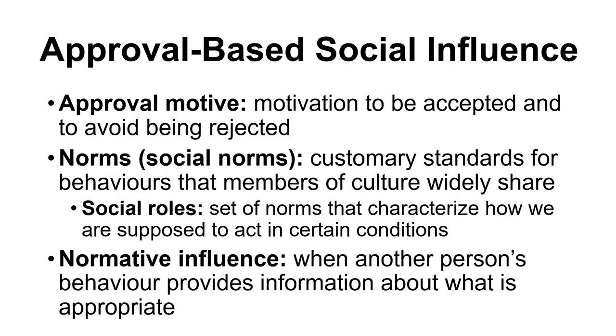Now, the last term on here is going to be normative influence. And this is something that's going to keep coming up throughout the rest of this section. But this is when somebody else's behavior ends up giving us information about what is appropriate. So we can actually use normative influence to develop our social norms. So you go to a new place and you're not quite sure how to act. So you watch how other people act. I've actually used an example of this without naming it because I always forget proper titles.